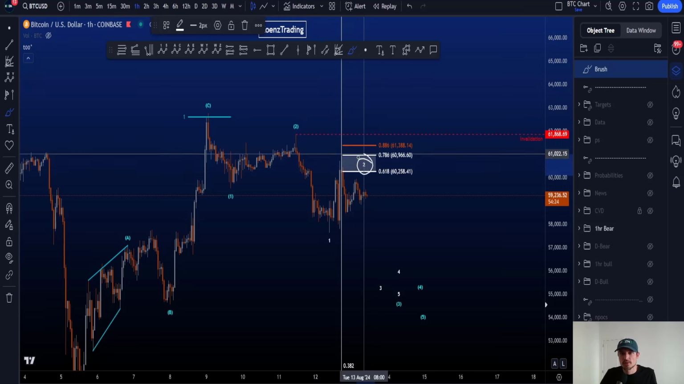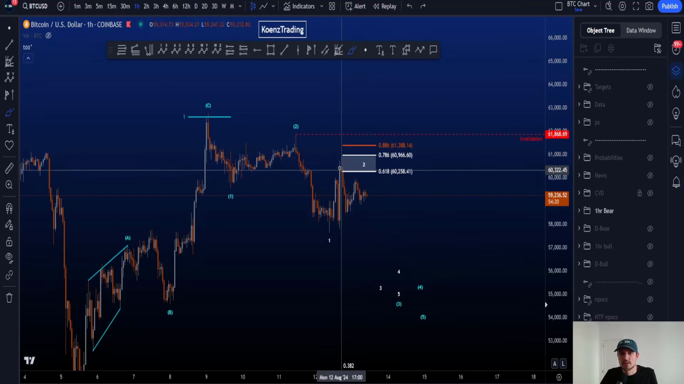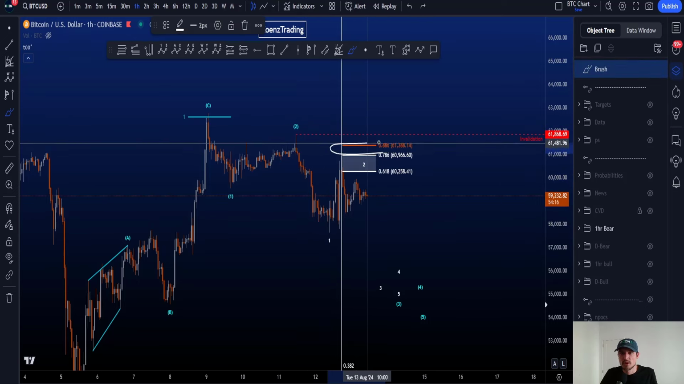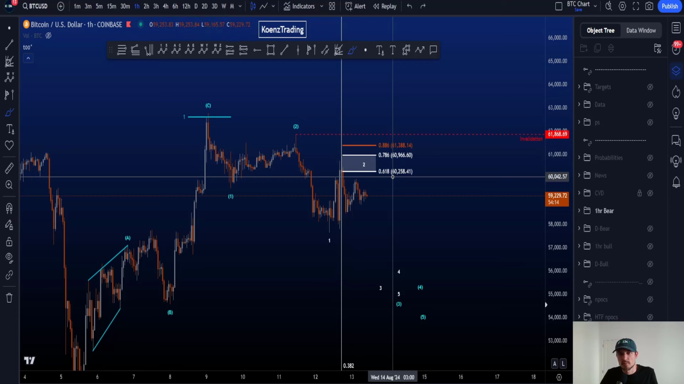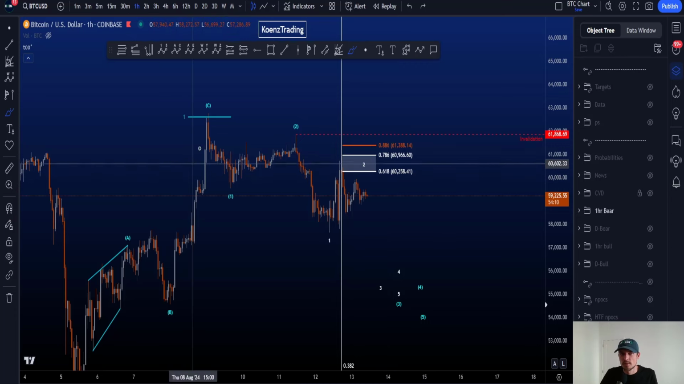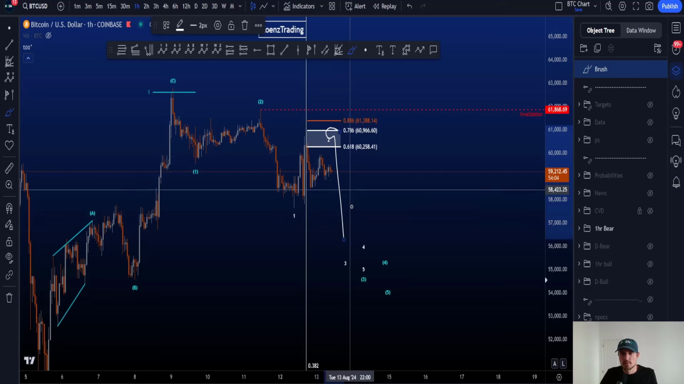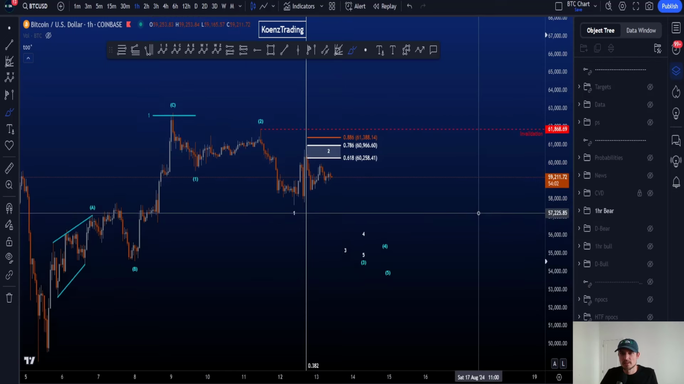The common target for your lower degree wave 2 here is the white box, the 618 to the 786, taken from the high to the low of 1. And if price would hit the 886 at 61.4k, it significantly reduces the probabilities for this scenario to the downside. Now, after a second wave 2, we then look for a very impulsive wave 3 towards the downside.